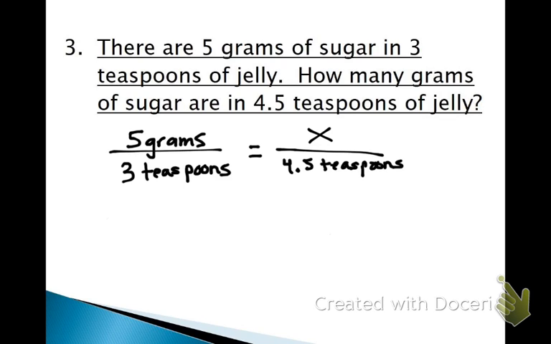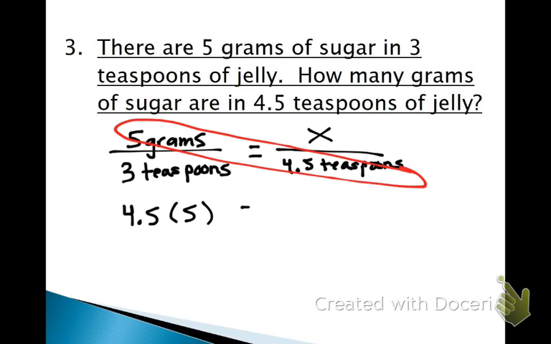For this, is there any kind of a clear way that I could figure out what I need to multiply or divide 3 teaspoons by to get to 4.5 teaspoons? Does that seem like it would make sense? There's no clear number there, so I know I'm not going to use equivalent ratios for something like this, okay? So instead, because cross products works every time, we are going to multiply across. 4.5 teaspoons times 5 grams. What we do algebra too. Yes, but today we're going to go ahead and just work on the cross products.